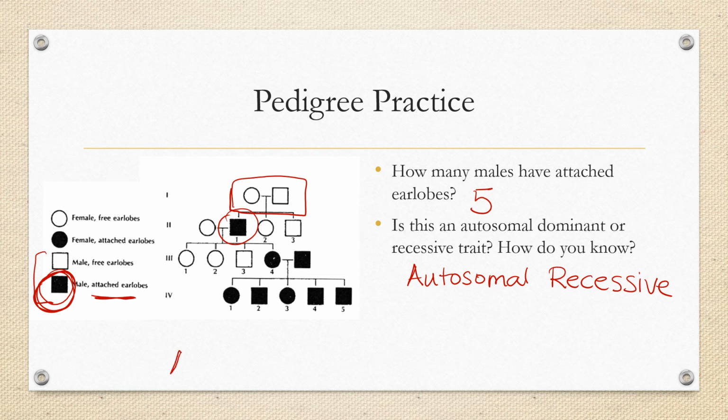If this was dominant, number 1 would have to have a genotype of either big A, little a, or big A, big A. That would mean one of their parents has to have a big A in their genotype in order to pass it along as well. So their parent would be shaded in. They would have to have the disorder as well if this was dominant. So automatically I know that this cannot be a dominant trait. It has to be recessive just from that one key piece of information.